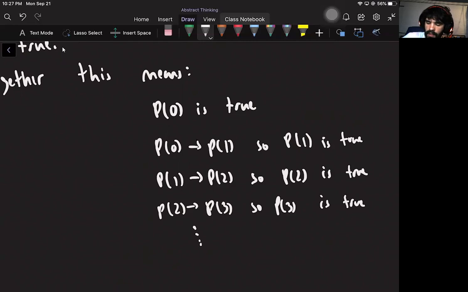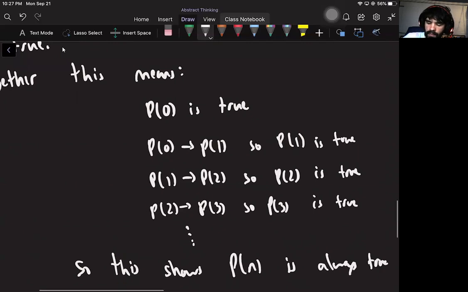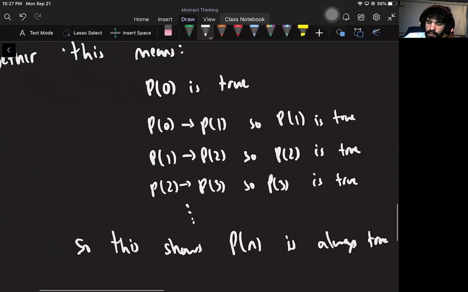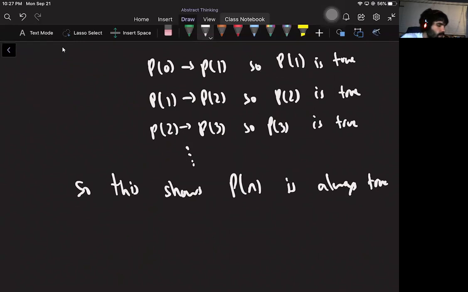And so what does this mean I've done? I've shown that P of n is always true. Because you go ahead and pick whatever n you want, pick 1,000. Is it true in the 1,000th case? Yes, it is, because it's true in the 0th case, and therefore it's true in the first, and therefore in the second, and therefore in the third, all the way up to 1,000. So yes, it's always true, no matter what n is.